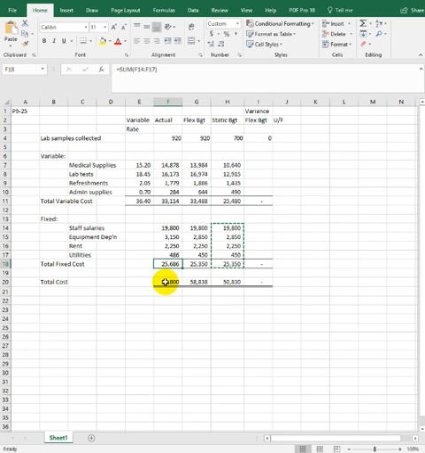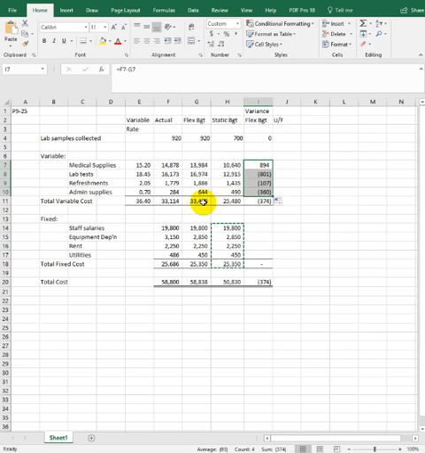It looked like they were $8,000 over budget according to the static budget, but that was mostly because we had the wrong level of activity. So now let's calculate some variances. The variance is just the difference between the actual cost and the flexible budget cost. So there we overspent by 894.